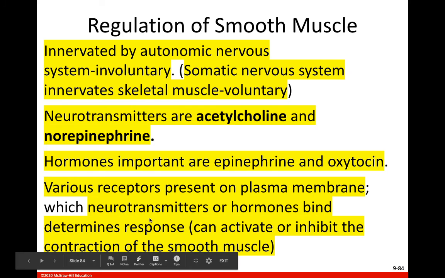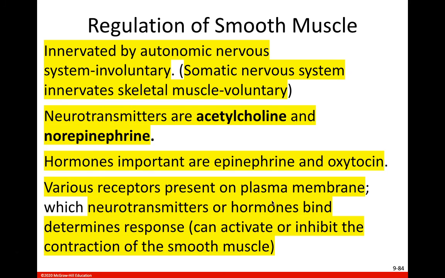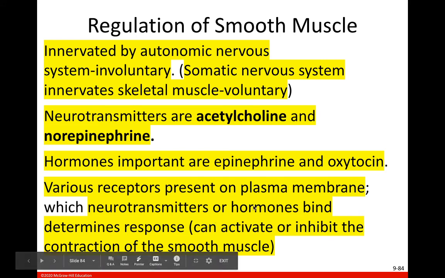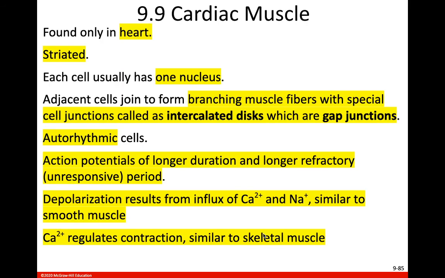So again, which neurotransmitter or hormone binds to the receptors on the cell membrane of the smooth muscle determines what response we're going to see, whether we're going to see inhibition of the contraction of the smooth muscle or activation of the contraction of the smooth muscle.